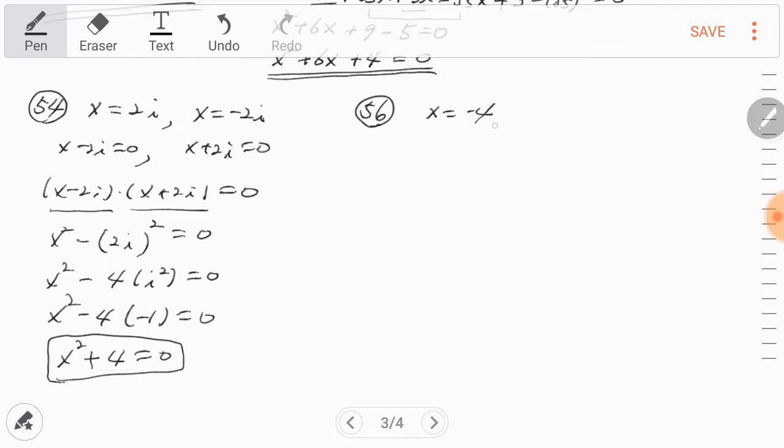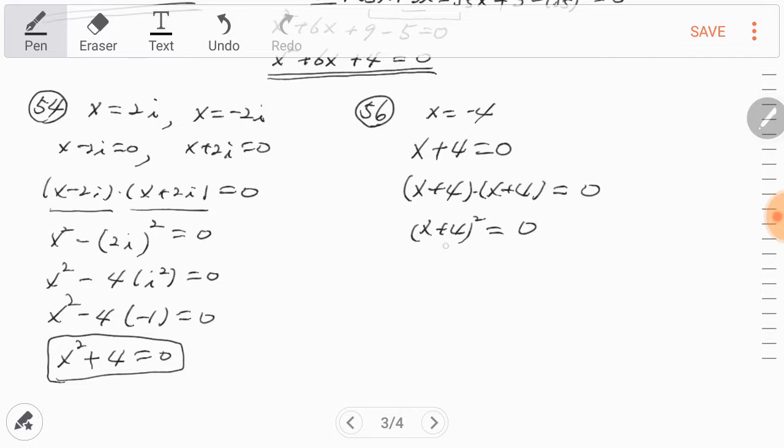Okay, how about this? x is negative 4. We want to write a quadratic equation. Then if you rewrite this, it will be x plus 4 is equal to 0. So quadratic is what? x squared. We need 2 x's. So why don't we multiply x plus 4 twice? Still, it is equal to 0, right? So the answer will be x plus 4 squared is equal to 0.